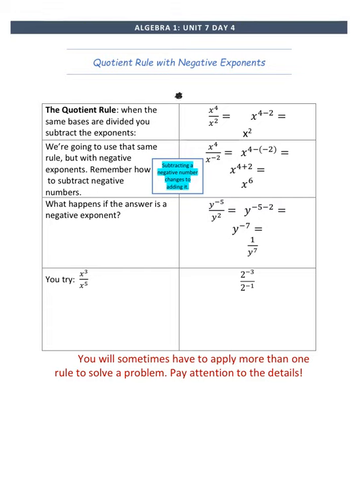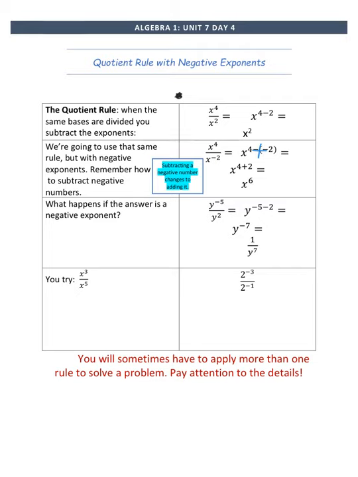The quotient rule says, remember, when you divide bases that are the same, you subtract the exponents. Will you do the same thing if you have a negative exponent in the bottom or the top? Doesn't matter. So x to the 4 divided by x to the -2 is x to the 4 minus -2. Remember, when you minus a negative, you can connect them and make it plus. Is 4 plus 2, which is x to the 6th.